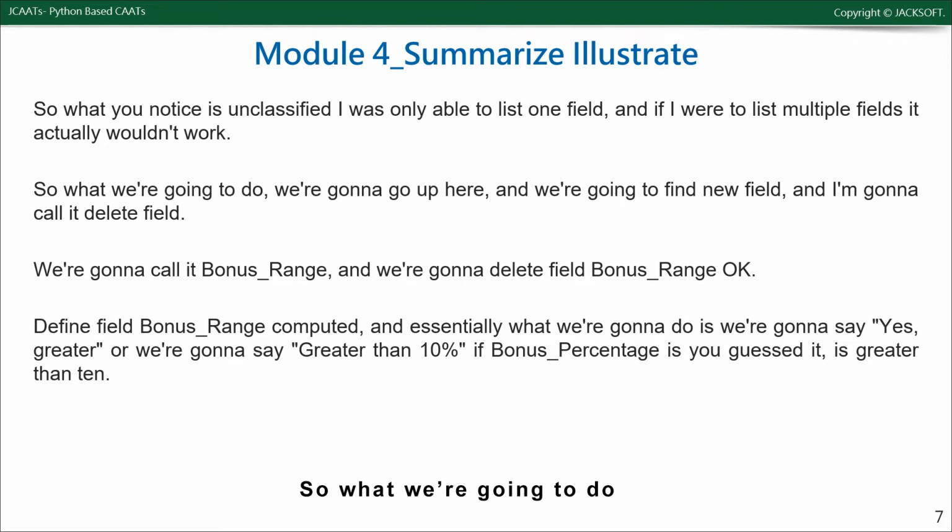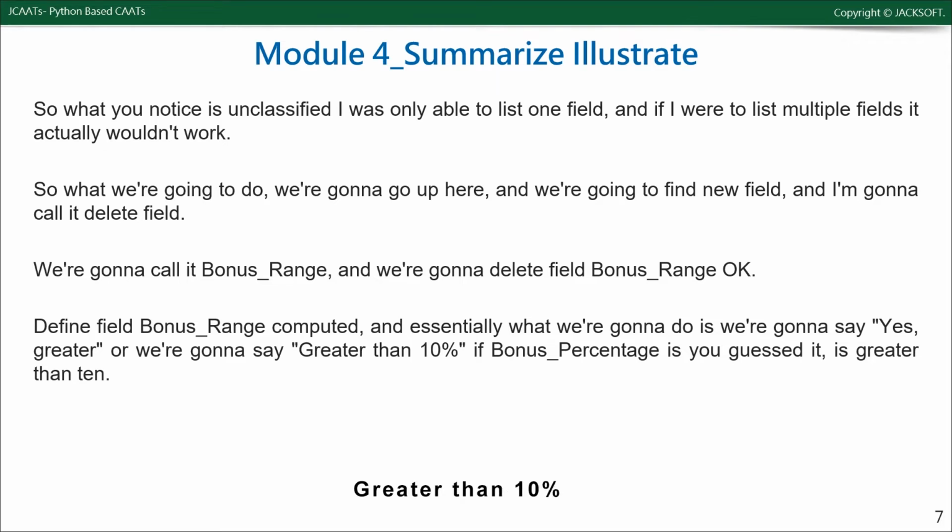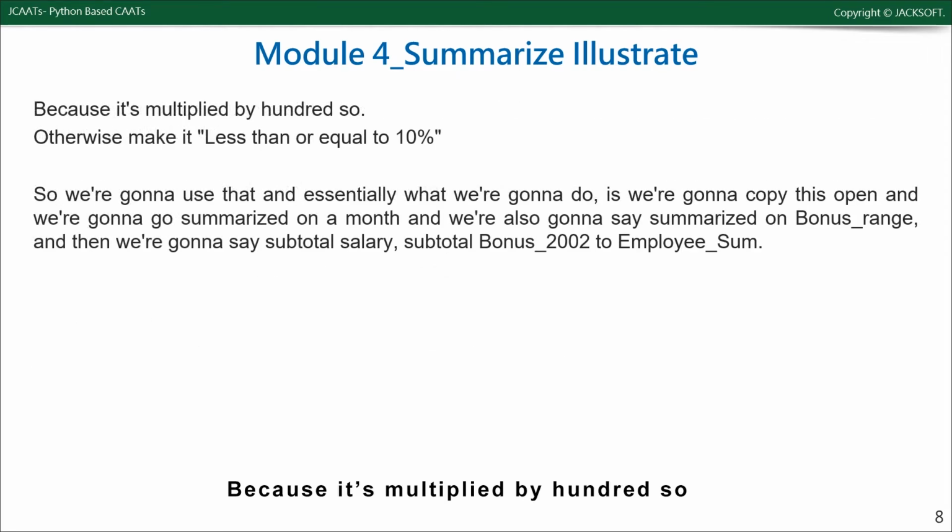So what we're going to do is go up here and find new field, and I'm going to delete field bonus_range. Define field bonus_range computed, and essentially we're going to say greater than 10% if bonus_percentage, as you guessed it, is greater than 10, because it's multiplied by 100. Otherwise make it less than or equal to 10%.